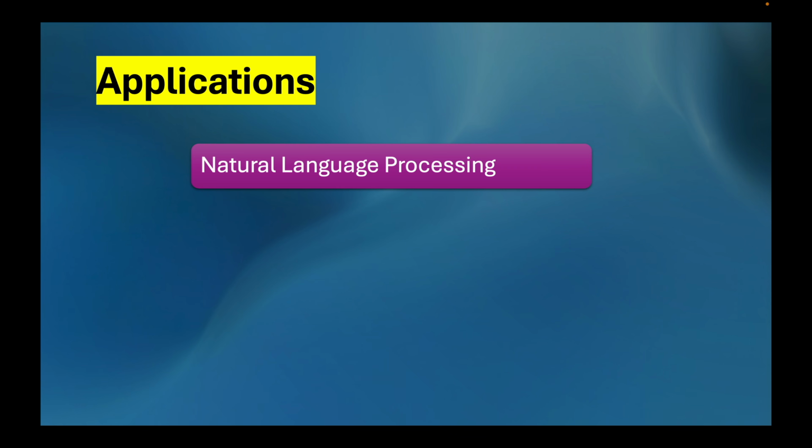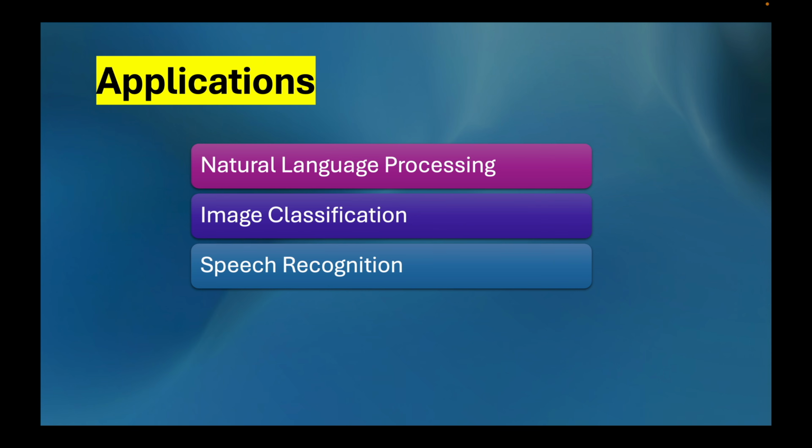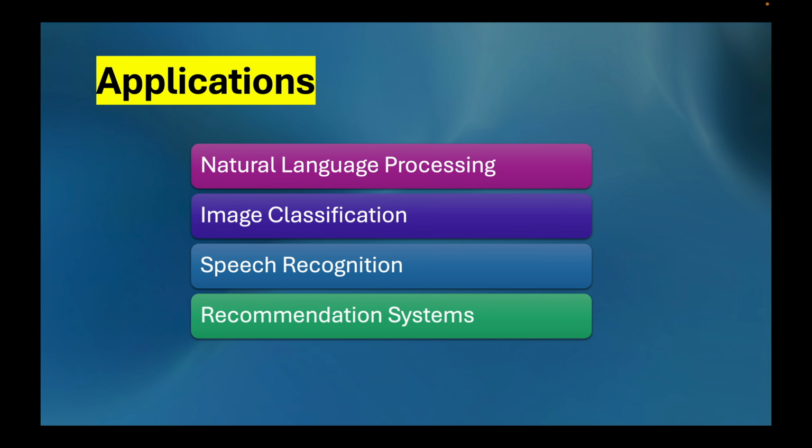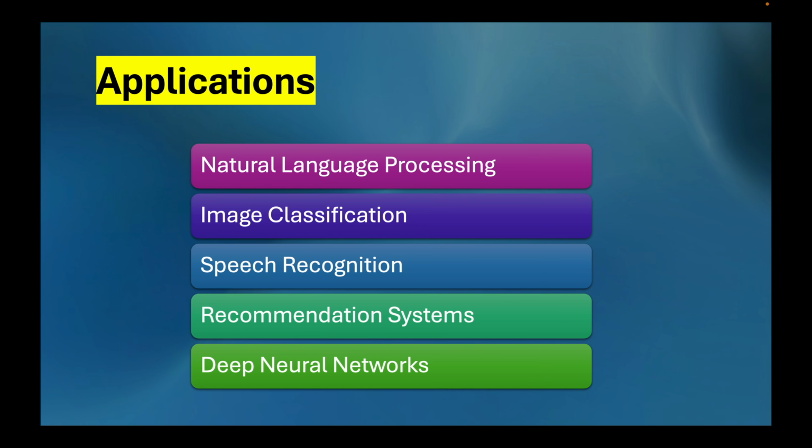Applications. Dropout is widely used in natural language processing, such as language models, text classification, sentiment analysis, and so on. It is used in image classification, such as recognizing cat versus dog, face recognition, medical imaging, and likewise. Dropout is used in speech recognition, which improves generalization. It is used in recommendation systems by platforms like streaming services, e-commerce systems, and so on. It is also used in deep neural networks. Almost every deep learning model uses some form of dropout. Hence, these are some of the applications of dropout.